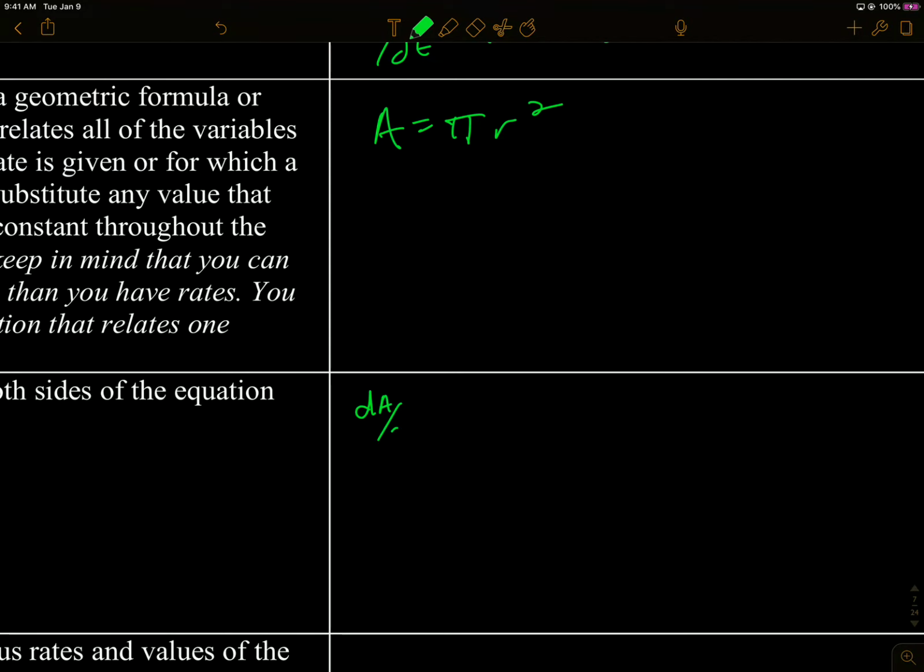So the derivative of A is 1 times dA/dt by chain rule. Remember, pi is just a constant here, so the derivative of pi r squared is going to be 2 pi r times the derivative of r with respect to time, or dr/dt, because of chain rule.